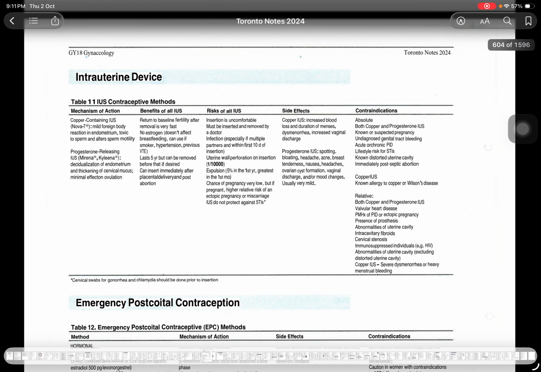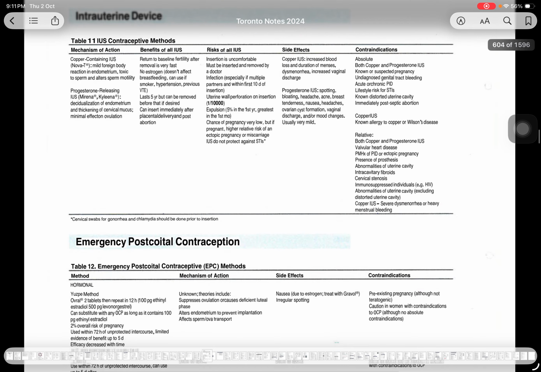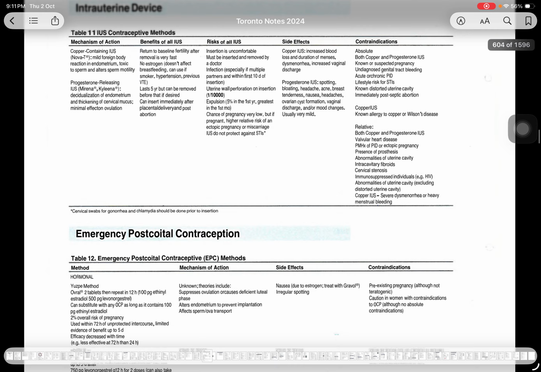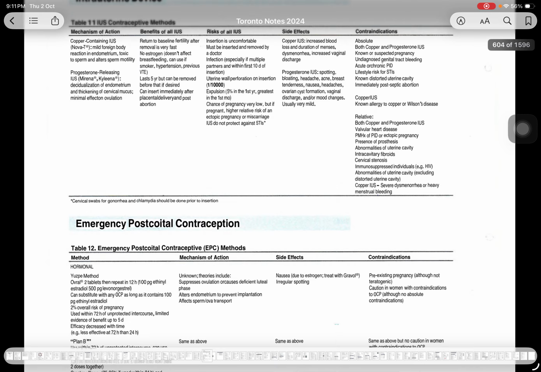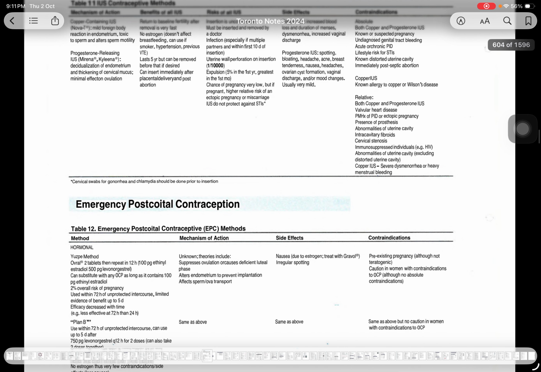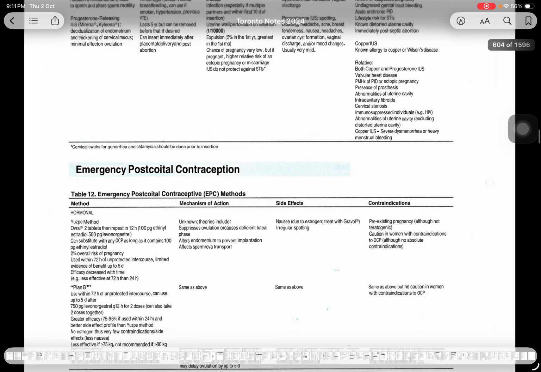The relative contraindications to copper or progesterone IUS are valvular heart disease, past medical history of PID or ectopic pregnancy, presence of prosthesis, abnormal uterine cavity, fibroids, cervical stenosis, and immunosuppression. For copper IUS, also severe dysmenorrhea and heavy bleeding. So the copper IUS is contraindicated in severe dysmenorrhea and heavy menstrual bleeding. Why? Because IUD can cause increased blood loss generally. A cervical swab for chlamydia and gonorrhea should be done prior to insertion.